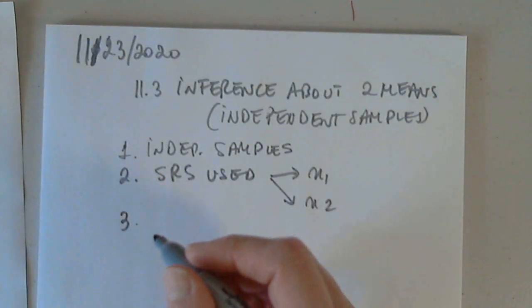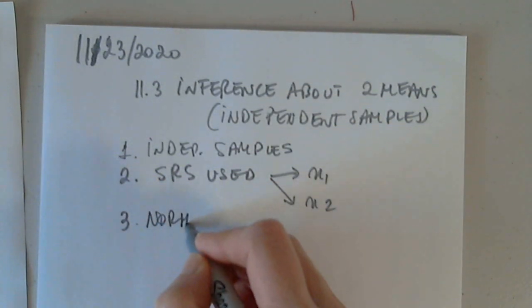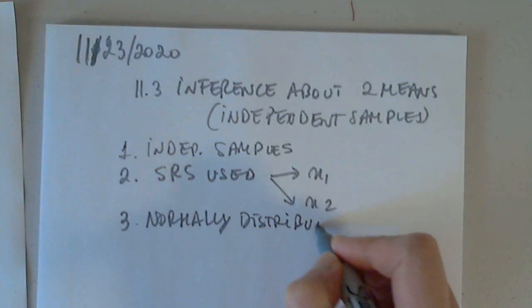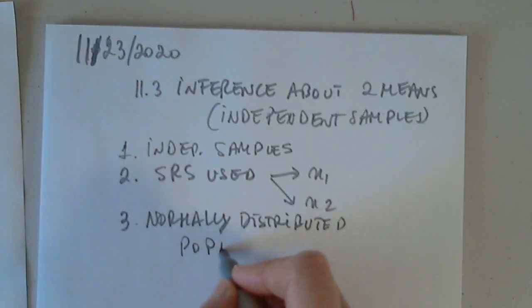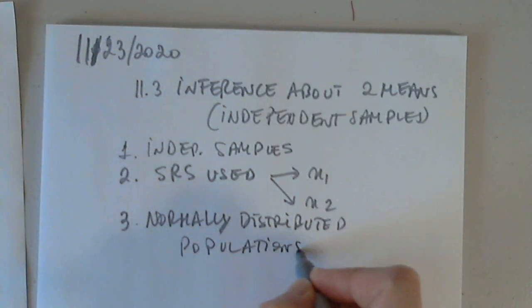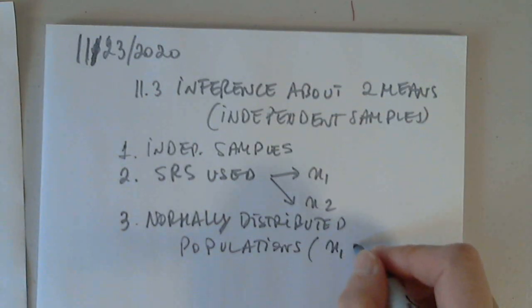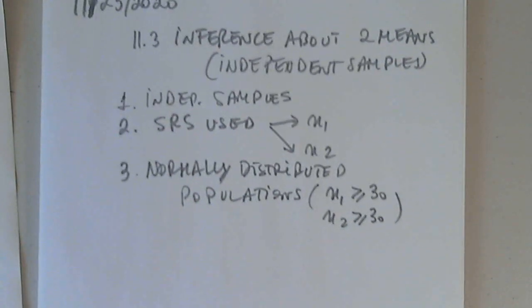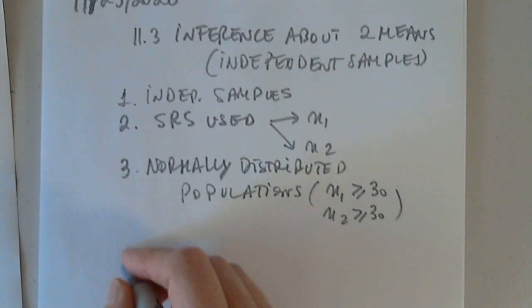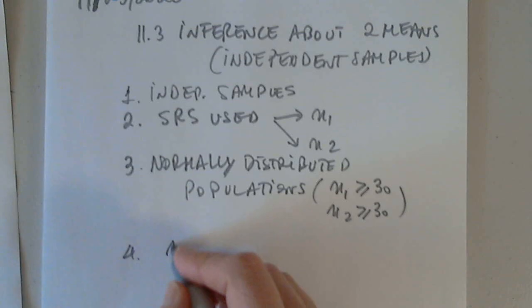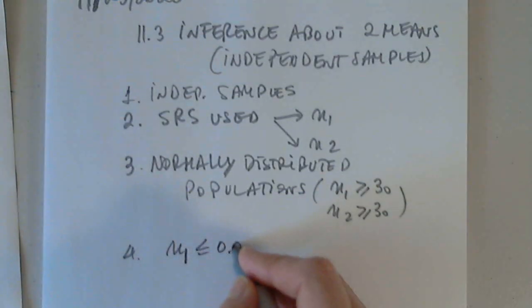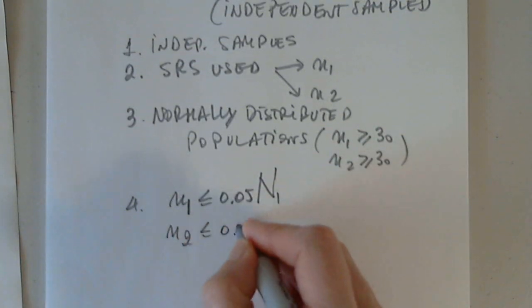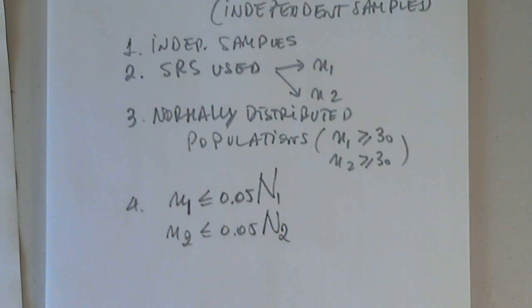And we have normally distributed populations, and or this happens. And of course, for independence, n1 is less than or equal to 0.05 of N1, and n2 is less than or equal to 0.05 N2.